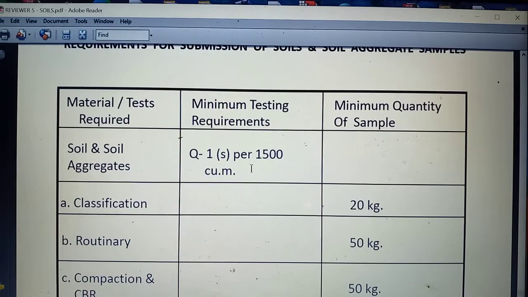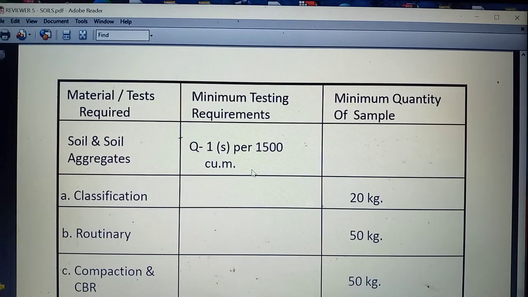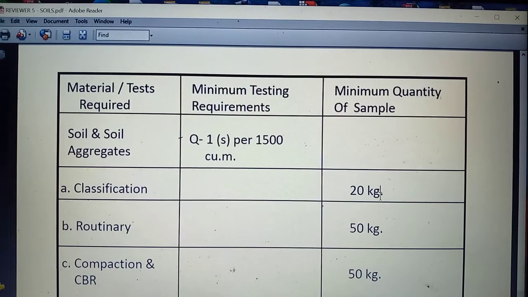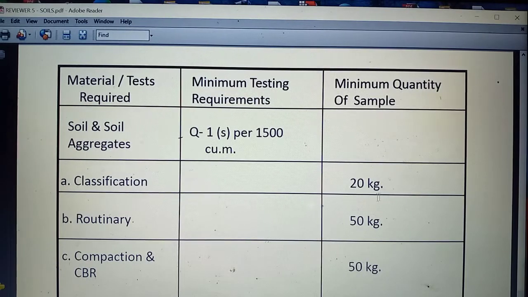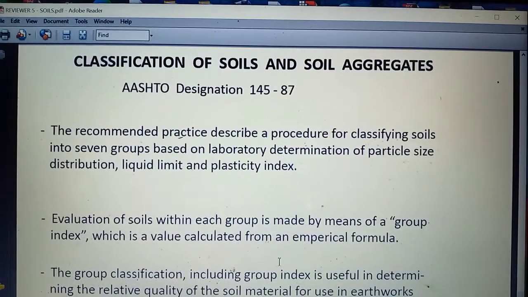Speaking of, meron tayong 3 tests: classification tests, routinary test, and compaction and CBR test. These are the minimum testing requirements. So, 1 quantity per 1,500 cubic meter. So, yung sample quantity natin is for classification test, 20 kilograms, 50 kilograms. For routinary and compaction and CBR is 50 kilograms.